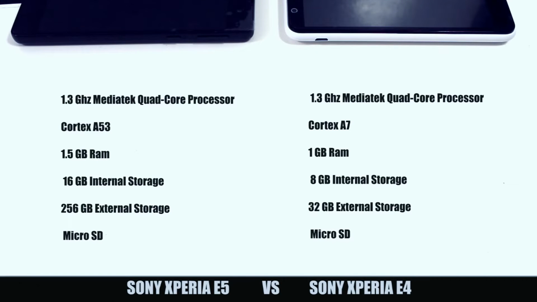The E5 has 16 GB of internal storage and up to 256 GB of external storage via a micro SD card. The E4 has 8 GB of internal storage with 32 GB of external storage, also through a micro SD card. From first using the phones, the E4 had 4.78 GB available to the user and the E5 was around 9 GB.